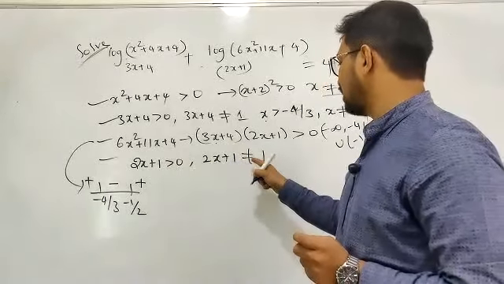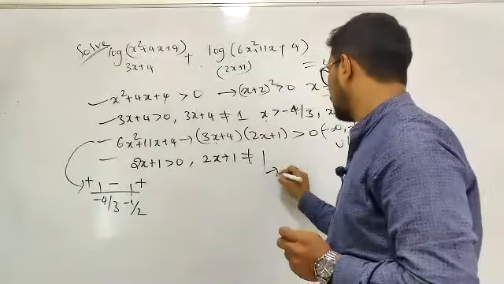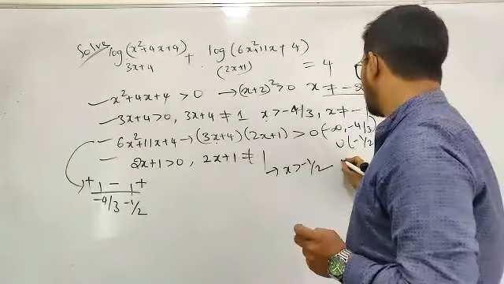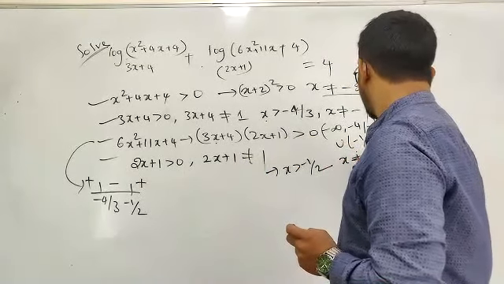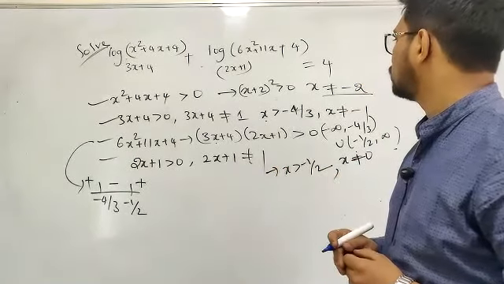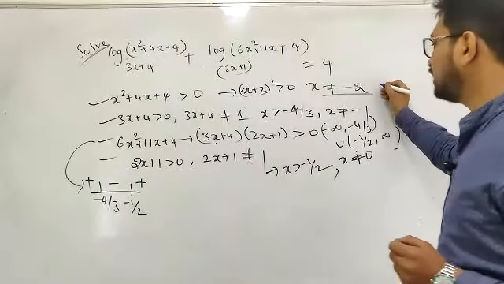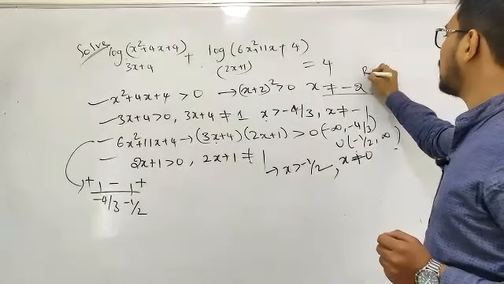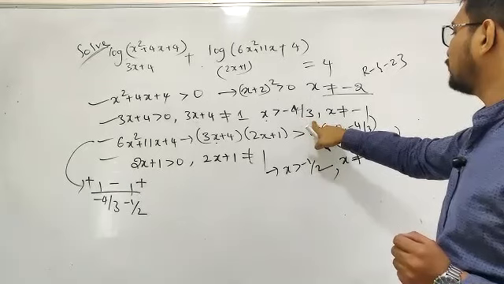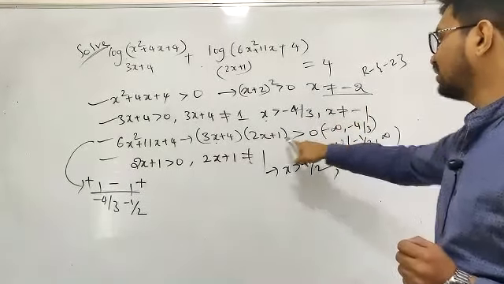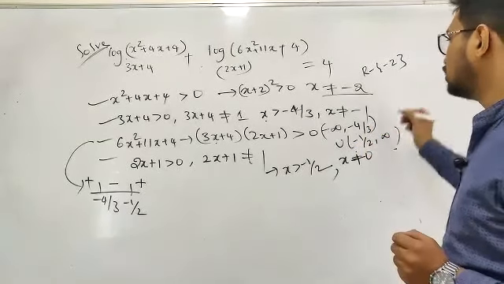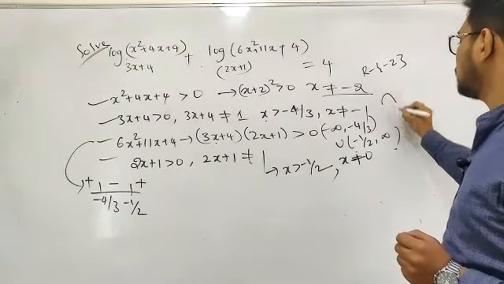And what about this? This is x greater than minus 1 by 2. And for 2x plus 1 not equal to 1, x is not equal to 0. So mix all these inequalities. One is R minus the singleton minus 2. Another is x greater than minus 4 by 3 and x not equal to minus 1. And this is minus infinity to minus 4 by 3 union minus 1 by 2 to infinity. So take the intersection of these.